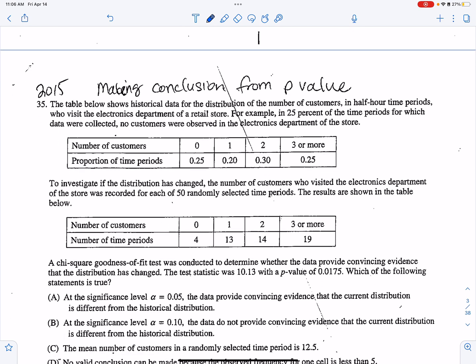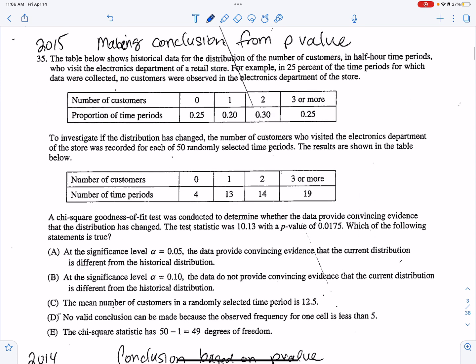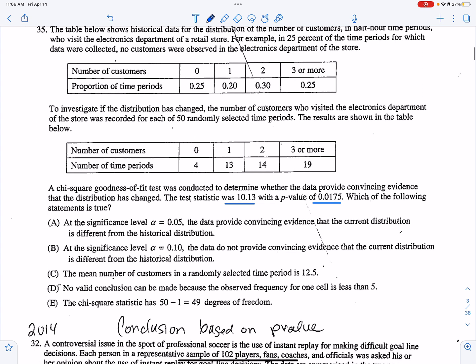Okay. We're making conclusions from p-values, so same sort of thing. If you want to read through the problem, you're welcome to. It says the test statistic was 10.13, and it gave me a p-value of 0.0175. And it says which of the following is true. So let's go through and see if A is true. At the significance level of 0.05, since I have a p-value of 0.0175, that's less than 0.05, that would be reject.